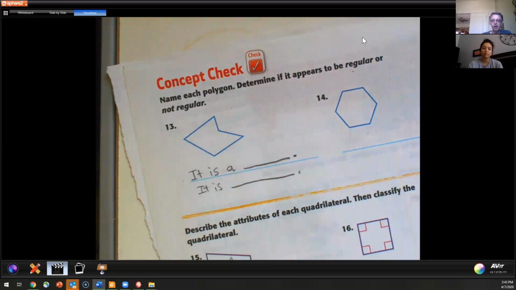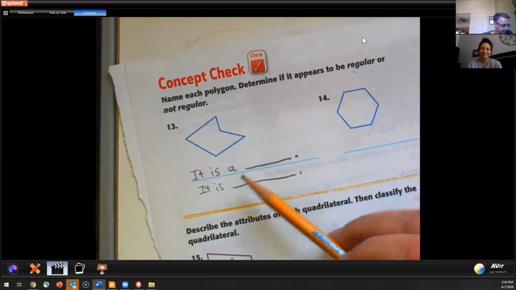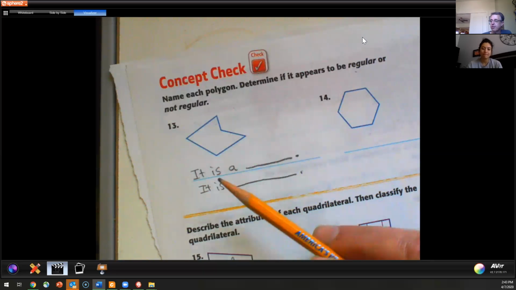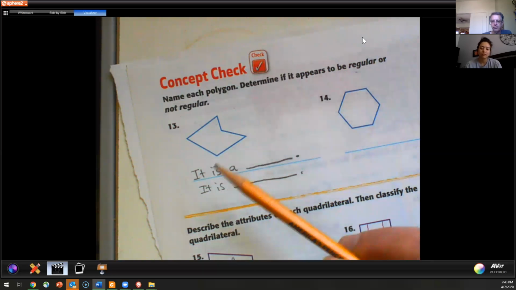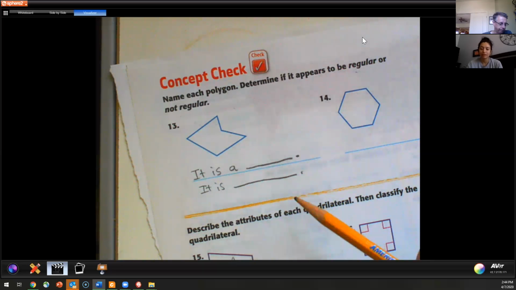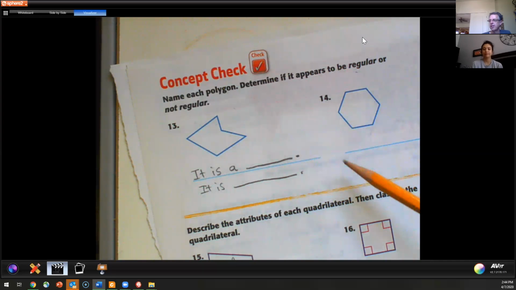And you want to look back at your previous math lessons, especially about polygons, to see if you can determine whether it's a pentagon, hexagon, octagon, or a quadrilateral, or a triangle. Please don't say triangle on this one. Now, on here, you're going to say it is the type of polygon, and then decide whether it's regular or not regular, depending on whether the sides are the same or not the same. Make sure you do the same thing for number 14. You're going to write the same answer sentences, and tell me what type of polygon it is and whether it's regular or not regular.